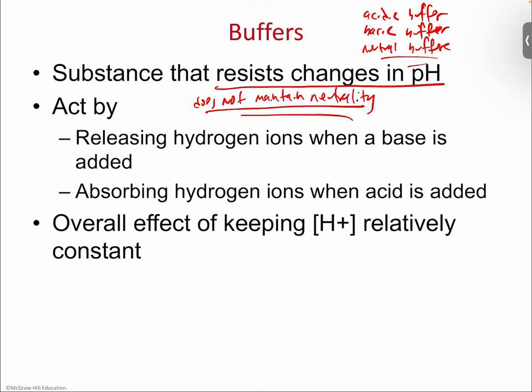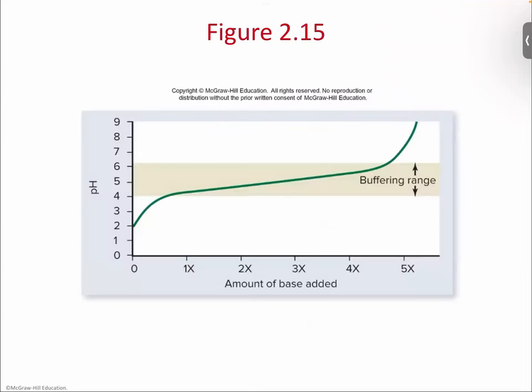So then ultimately, when you take a look at a buffer, a buffer is composed of two different molecules, acidic molecules and basic molecules. And so when you add a base, the acidic components are going to neutralize that base with their hydrogen ion, keeping the pH the same. If you add an acid, then the basic components of the buffer will neutralize the acid and keep the pH the same.